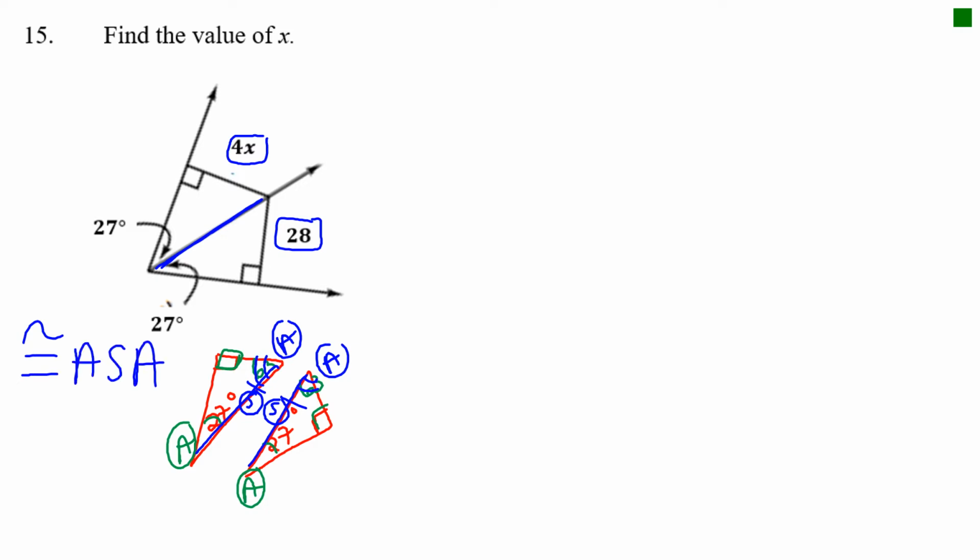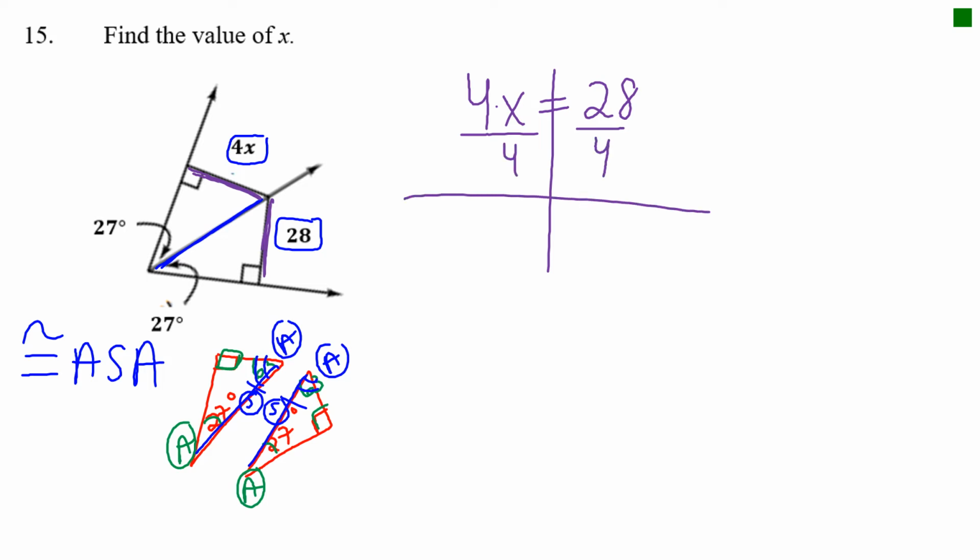Okay. Now that we've proven that they're congruent from the postulate angle, side, angle, then you can make the argument that sure enough, this side right here must be congruent to this side. And if they're congruent, that means they're equal to each other. So you can set up the equation 4x equals 28, where the only step needed to solve for x is to divide both sides by 4 to undo the multiplication. Turns out x is going to be equal to 7. Final answer.